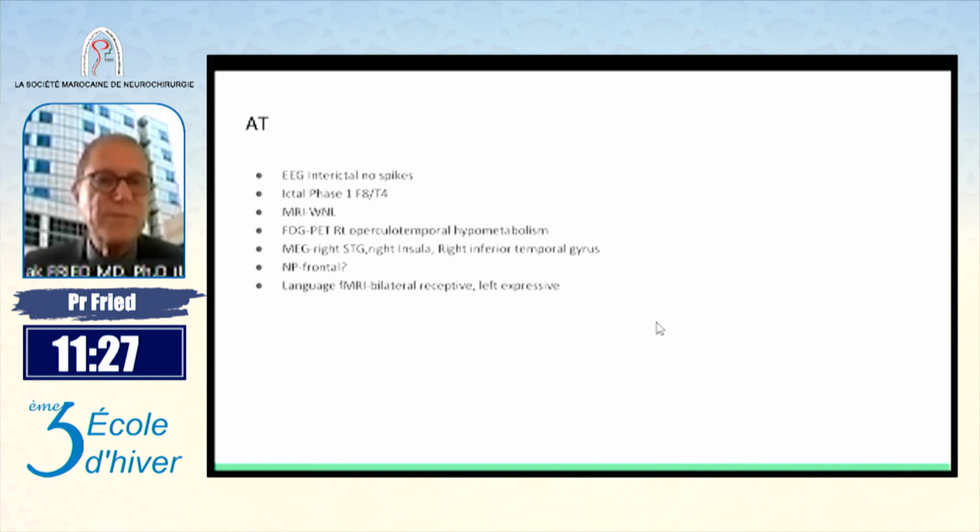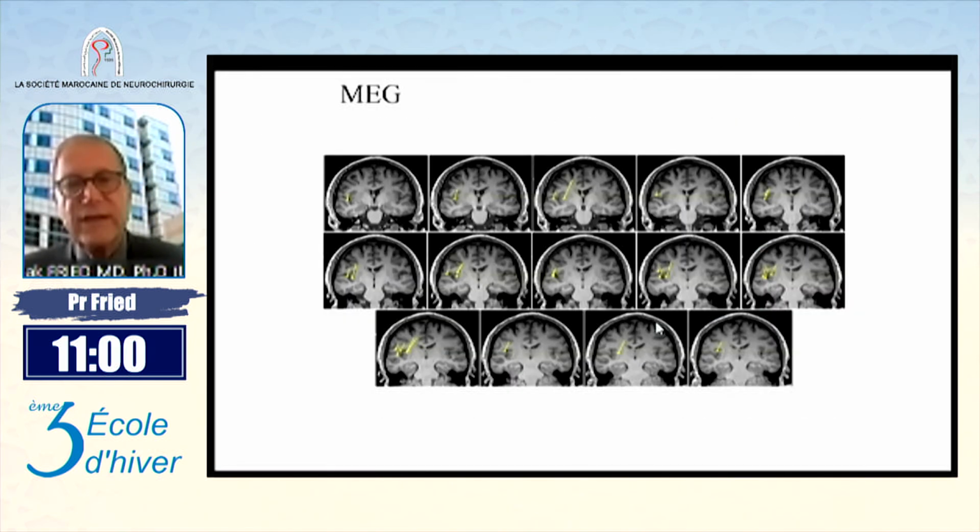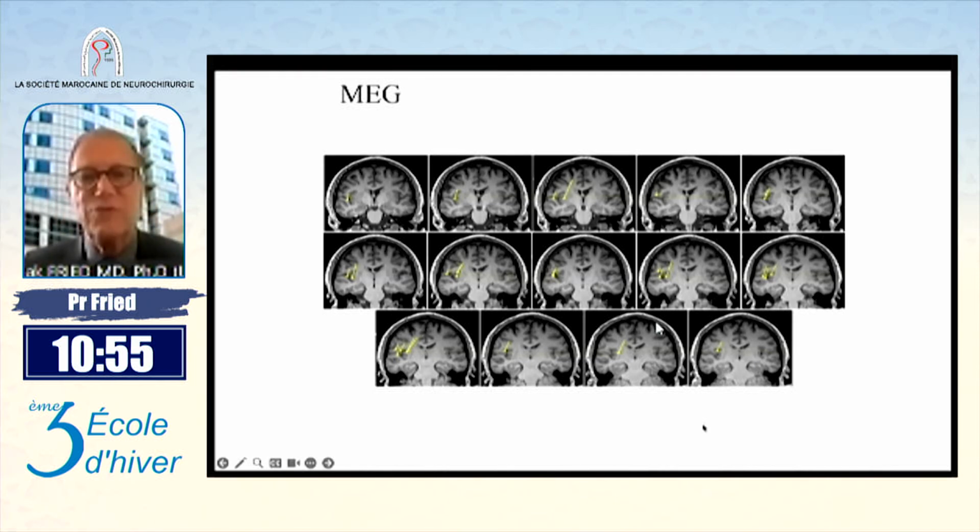The PET shows general opercular temporal hypometabolism. The MEG showed several sites: right STG, right insula, right inferior temporal gyrus. Again, not enough to do anything definitive. And of course, there was also language fMRI. So what do we do? We cannot do anything without actually going in. Okay, so here's the MEG. What is the advantage of MEG in this situation? It gives you some targets that you can implant, so it limits your targeting.